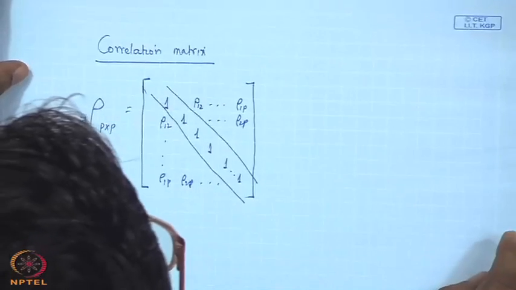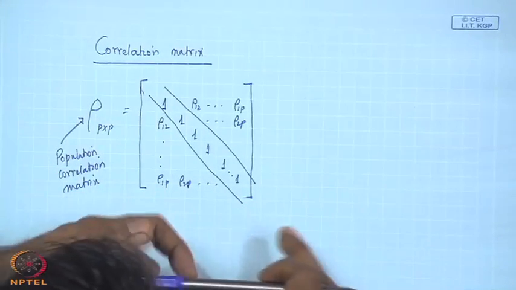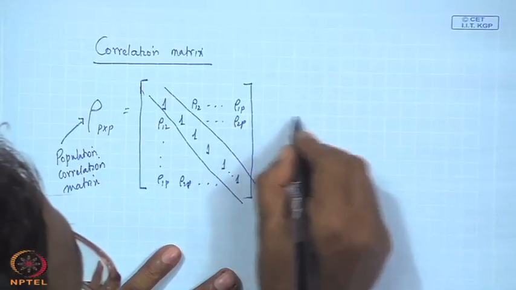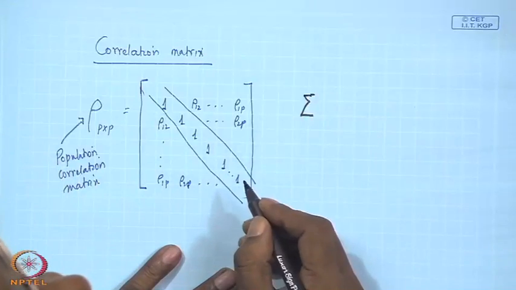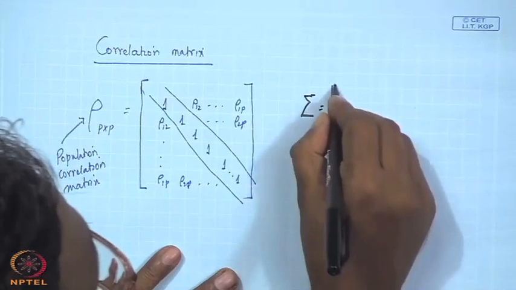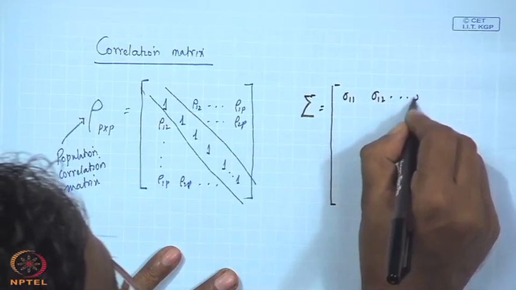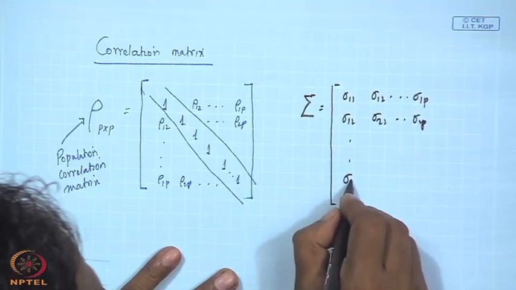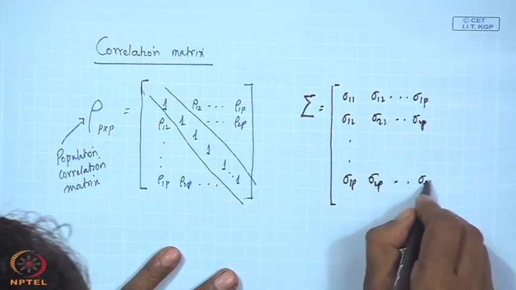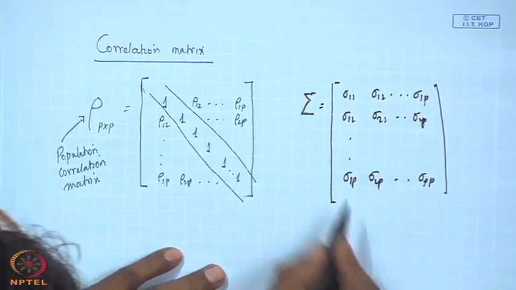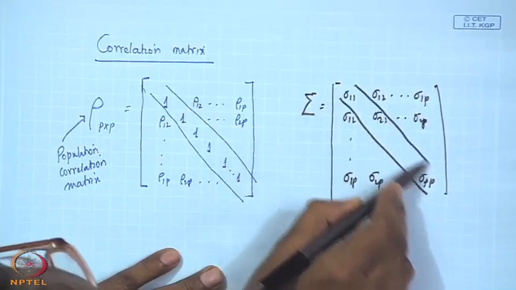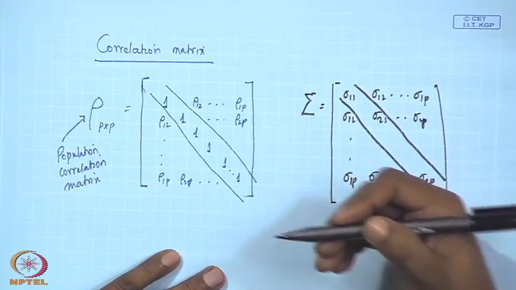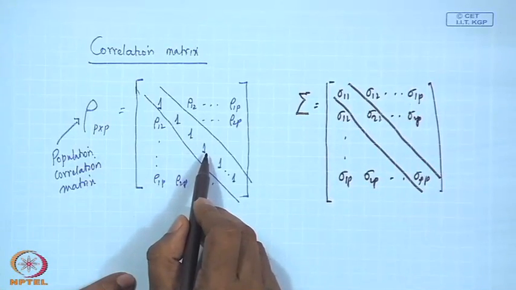Now, if this is the case, can we find a relationship between rho and sigma? What is sigma? The population covariance matrix, that we have seen: sigma11, sigma12, sigma1p, sigma22, sigma2p, sigma pp. So, the crux of the matter is that the diagonal elements are variances, that is, the same variable varying with itself. Similarly, here the diagonal element is the correlation.